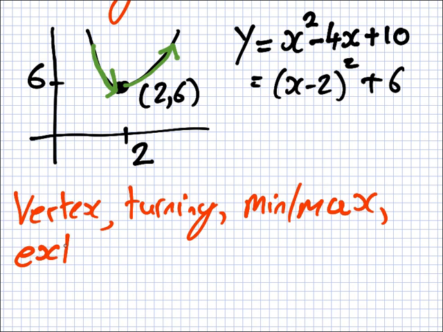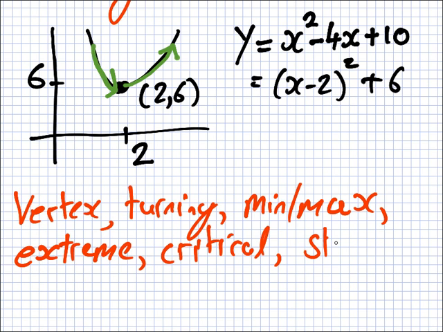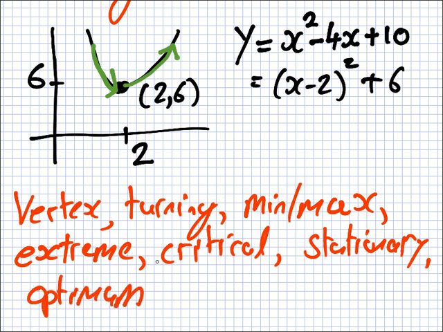Okay. Maybe without looking. Any other words? So we have extreme. Critical. Stationary. All right. Fine. Stationary point. Optimum's a good one. Optimum. I can't really think of any more, but you get the idea. They all mean the same thing here. Okay?